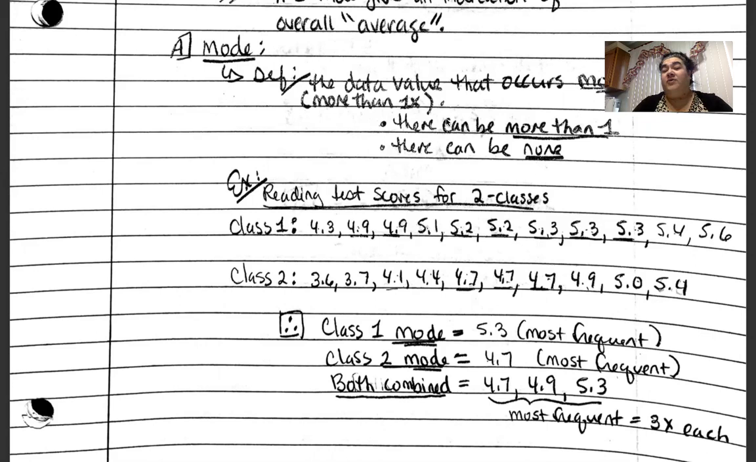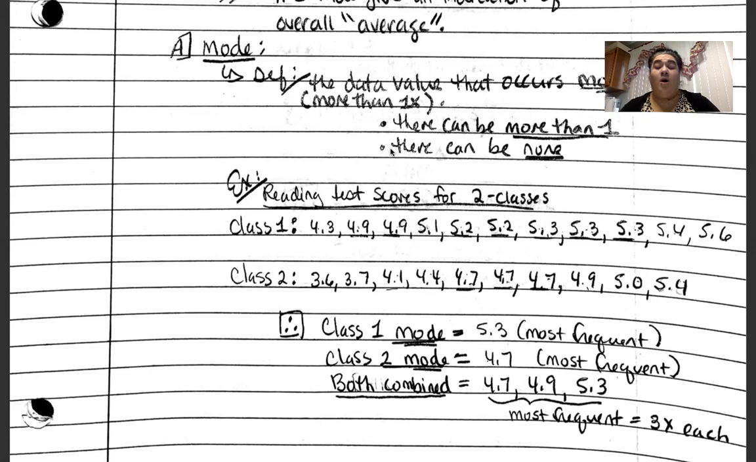Okay, you will note that in our definition, I put two little bullets there. I said there can be more than one mode. There can be sets of data that have more than one mode. It also says there can be none. There are sets of data that have no mode, because if every value in a particular data set only occurs once, then we do not fulfill the definition of the mode, which is that it has to be the value that occurs most frequently, and it must be more than once. So it is entirely possible to have a set of data that has no mode. It's also entirely possible to have a set of data that has more than one mode if you have multiple values that all occur the same number of times.